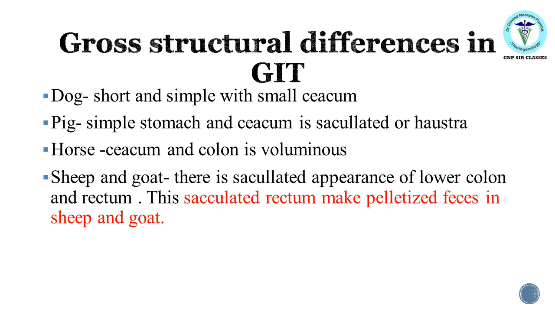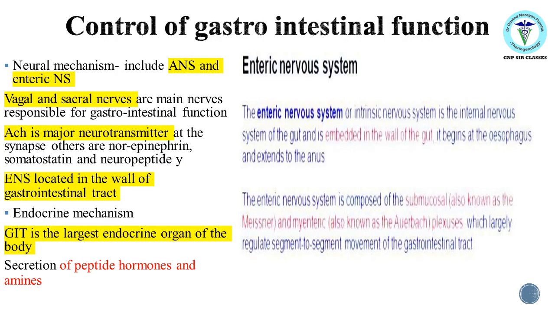Different animals have varying gastrointestinal structures. For example, dogs have a simple stomach with a small cecum, while pigs have a sacculated stomach and cecum. Sheep and goats have a sacculated rectum, which results in pelletized feces. The gastrointestinal function is regulated by neural mechanisms, including the autonomic and enteric nervous systems. Vagal and sacral nerves are crucial for this control, with acetylcholine being a major neurotransmitter.